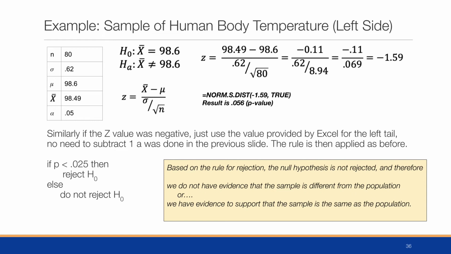Based on the rule, the null hypothesis again is not rejected, and therefore we do not have evidence that the sample is different from the population. We say left side and right side even though it's a two-tailed test, but that's only to deal with the sign and whether or not in Excel we're using 1 minus or not.